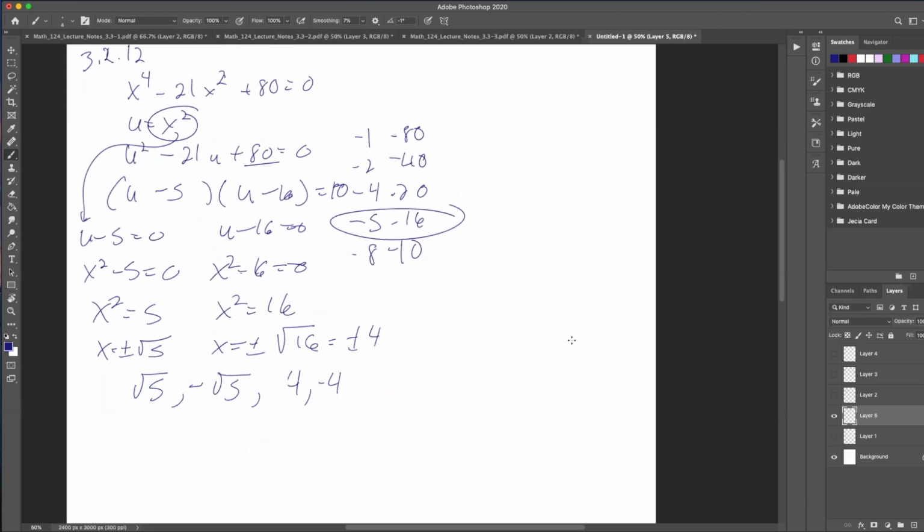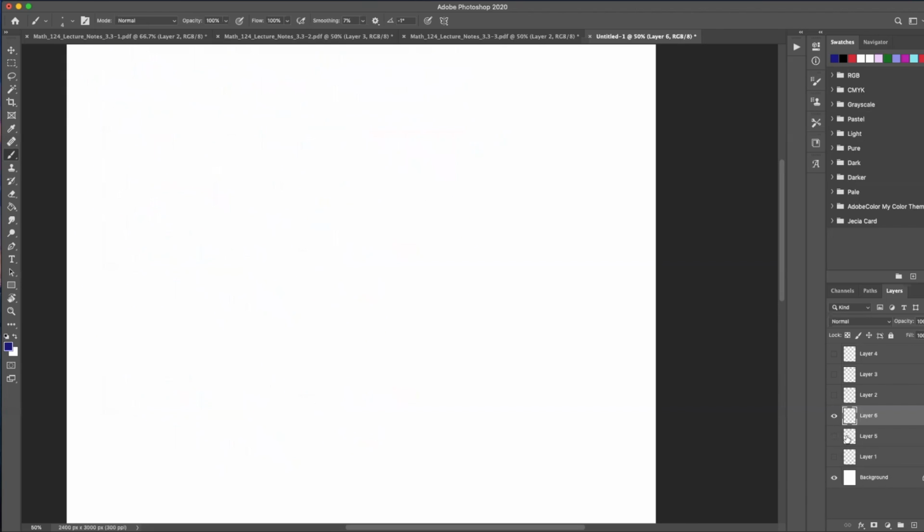Actually, I'm going to move this up so I have more room. All right, let's get rid of layer 5 now. Try it on layer 6. Our next one here is x minus 3 square root x minus 18 equals 0.